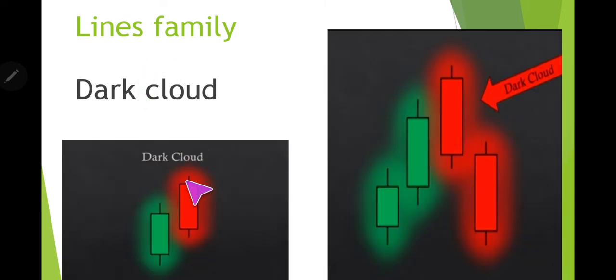The dark cloud is the mirror image of the piercing line. The dark cloud cover will appear on top of an uptrend, signaling reversal to the downside.